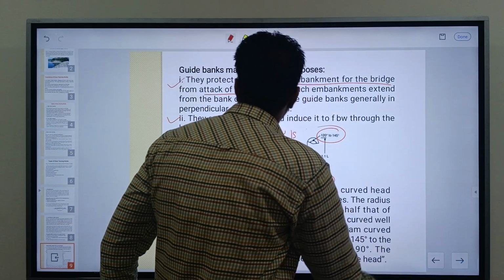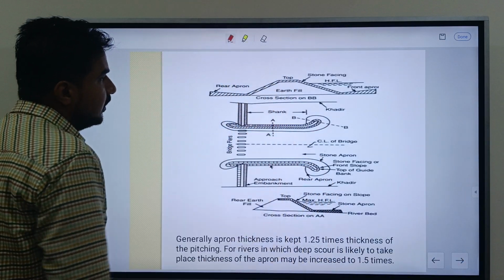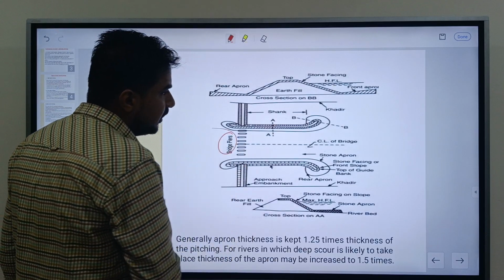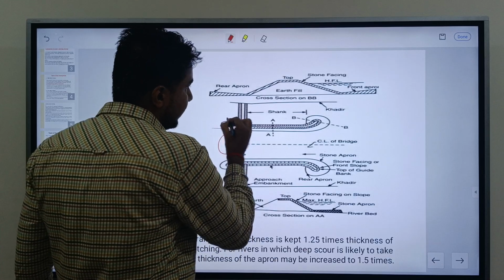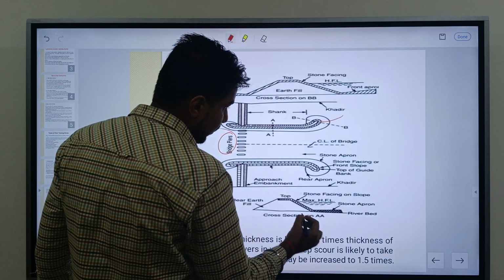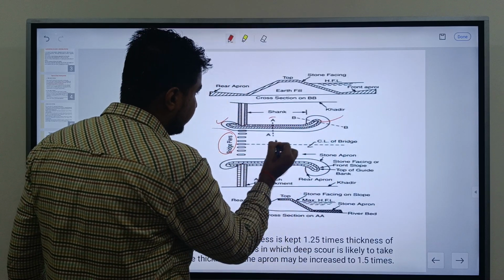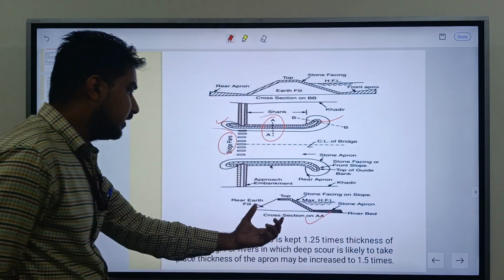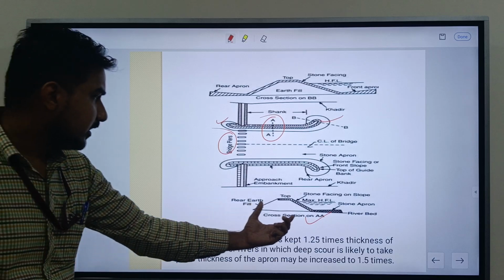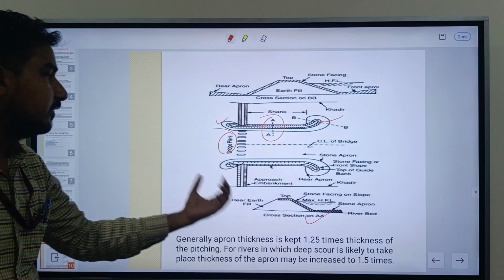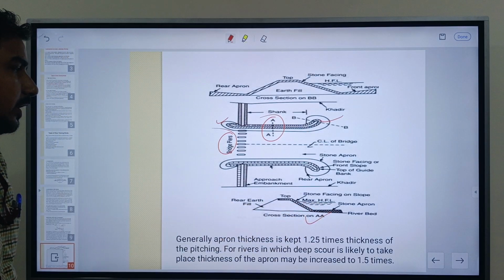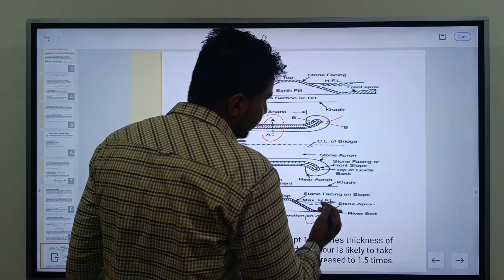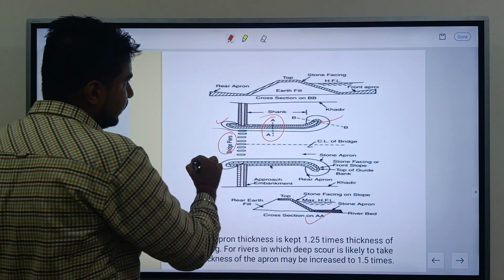Next, this is a cross-sectional diagram of a marginal guide bank. Here is a bridge pier, and these are the guide banks provided. This is the cross-section AA. Means we cut that section and provide the details of section AA here. What are the materials and things used? What is the highest flood level? The natural earth level and the river bed, and the rest of the things we can see in that figure.